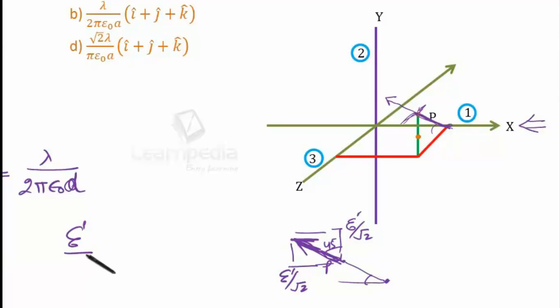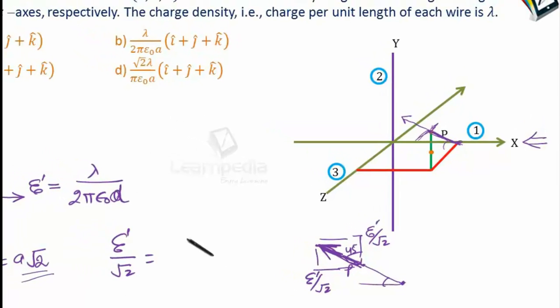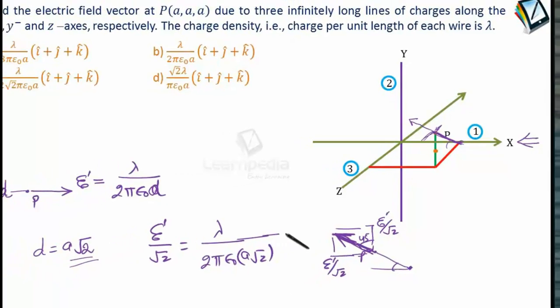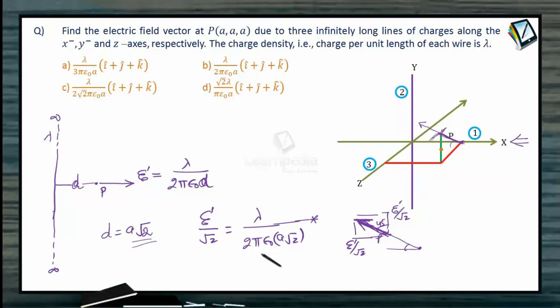And what is the value of each component? E dash divided by root 2, and E dash is lambda divided by 2 pi epsilon naught d, and d is a under root 2. Then E dash by root 2 means 1 by root 2 is here. So the one component due to each wire is going to be lambda divided by 4 pi epsilon naught a.